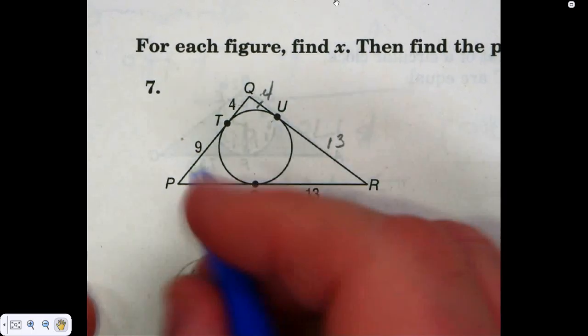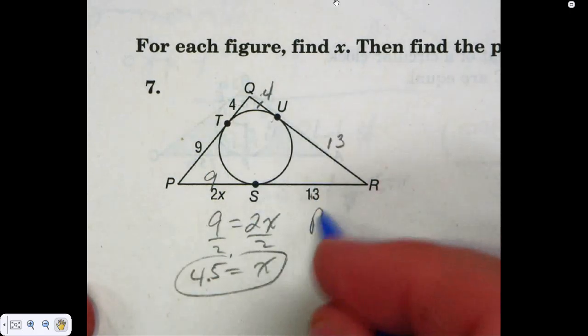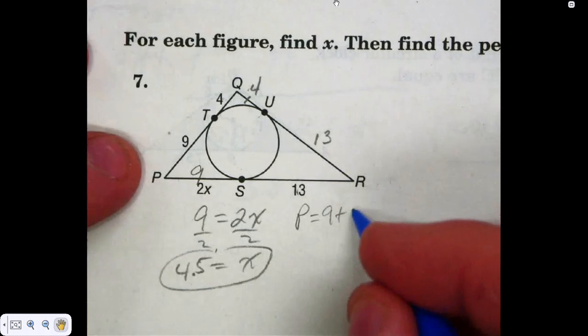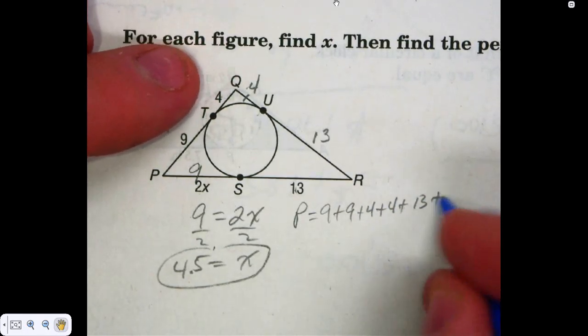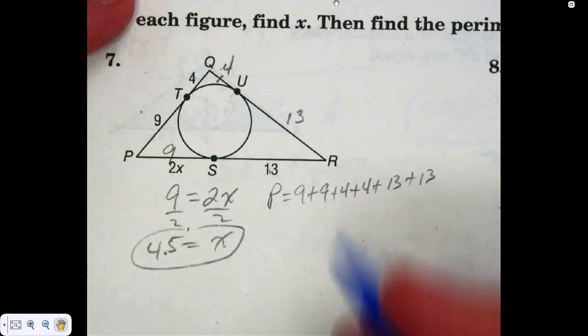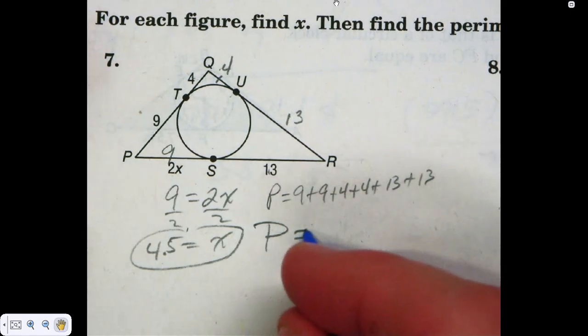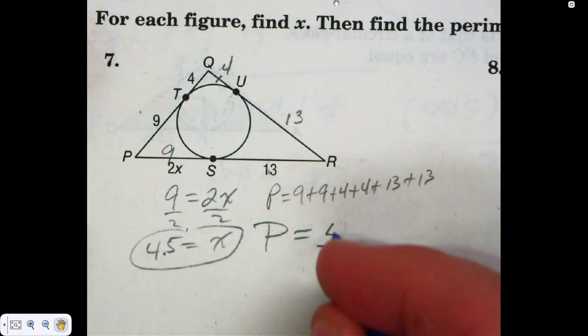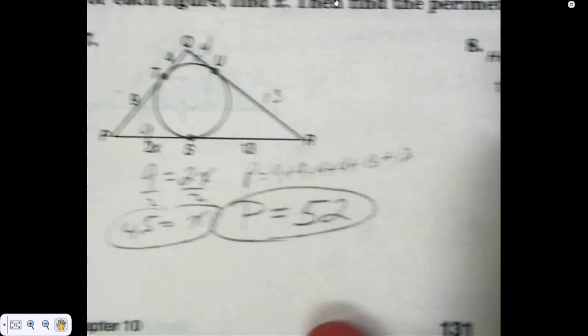So we found x, but they also want us to find the perimeter. So this is also 9, is it not? So to find the perimeter, I just go 9 plus 9 plus 4 plus 4 plus 13 plus 13. What do you find the perimeter to be? Anybody? Working on it. 52.